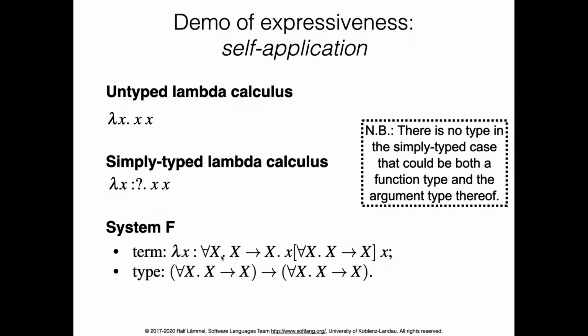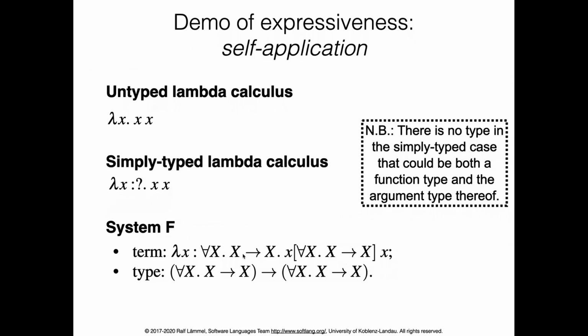Okay, so just compare the System F version with the one in the untyped lambda calculus, and just ignore all the type information here for a second. Then you see it's the same term. It's lambda x dot x applied to x. So it's the same term, but we declare the type of x, and there's an additional type application going on. That's the only difference with the untyped lambda calculus.